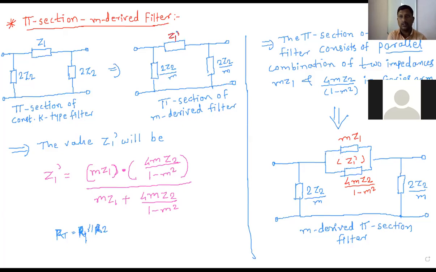So this is about the pi section of M derived filter. Where should the modification be? The modification is in the series arm. Instead of Z1, you have to choose Z1 dash, where Z1 dash is nothing but MZ1 in parallel with 4mZ2 divided by 1 minus m square. If any questions, we can ask. Otherwise, we can start the M derived low pass filter.